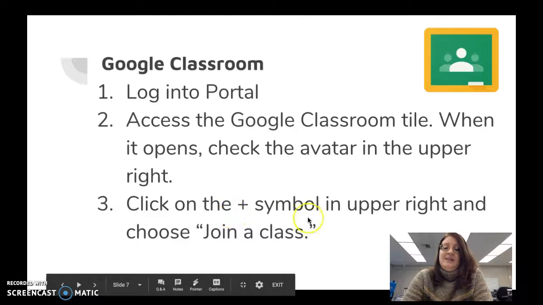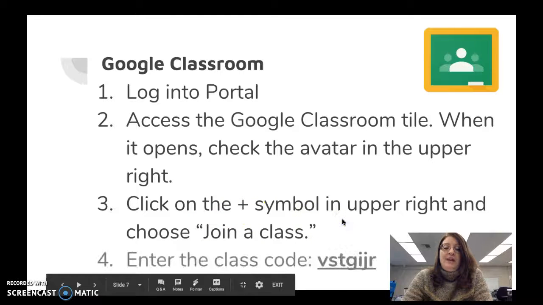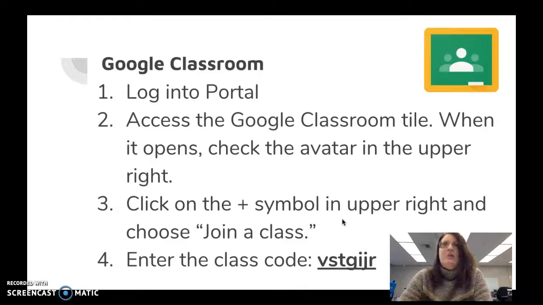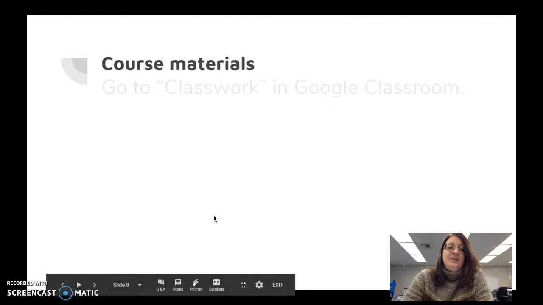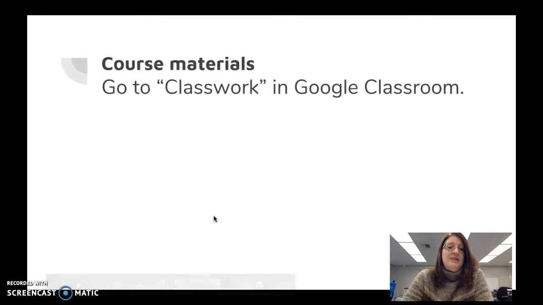Then click on the plus symbol in the upper right corner and choose Join a Class, and then enter the class code for this course, which is where you will find all of your assignments and materials. The code is VSTGIJR. And once you get there, you will see all of the materials listed in Classwork.